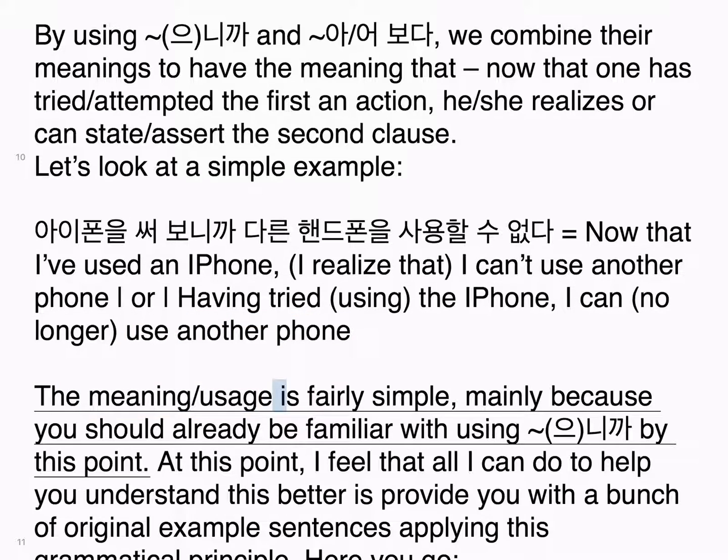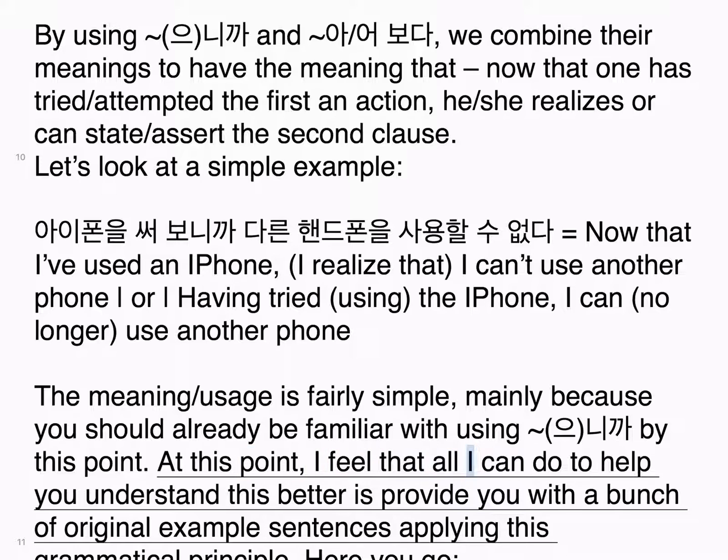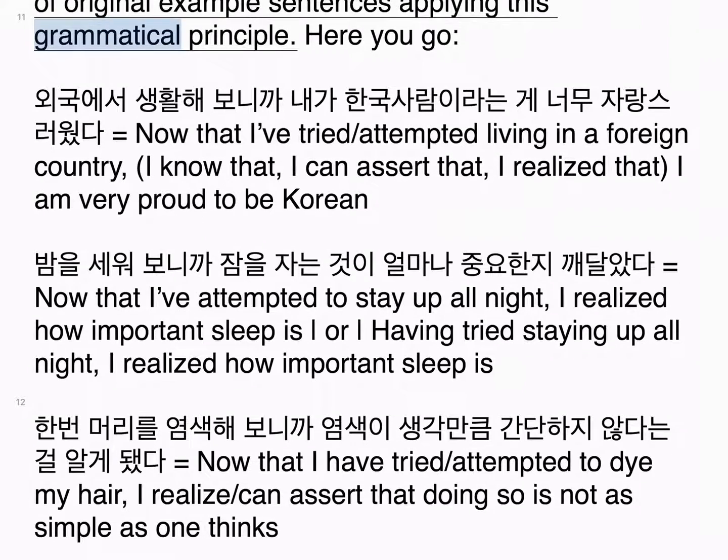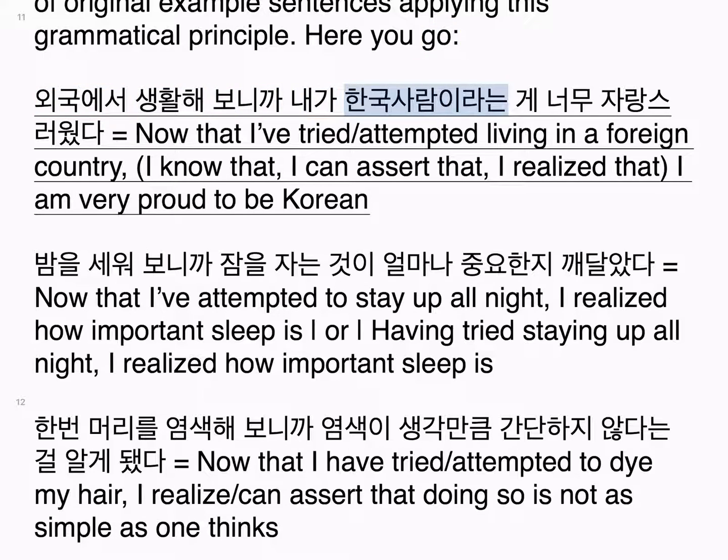The meaning and usage is fairly simple, mainly because you should already be familiar with using 으니까 by this point. At this point, I feel that all I can do to help you understand this better is provide you with a bunch of original example sentences applying this grammatical principle. Here you go. 외국에서 생활해 보니까 내가 한국 사람이라는 게 너무 자랑스러웠다. Now that I've tried living in a foreign country, I know that, I can assert that, I realize that, I am very proud to be Korean.